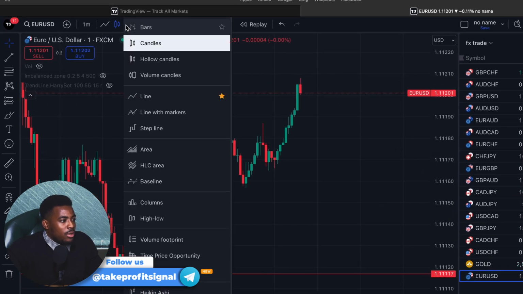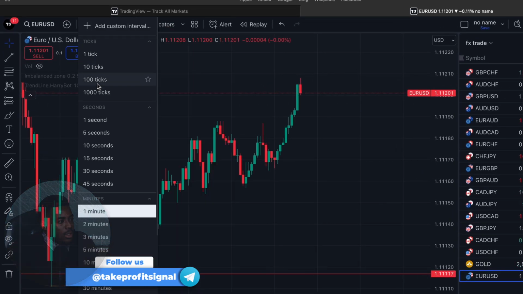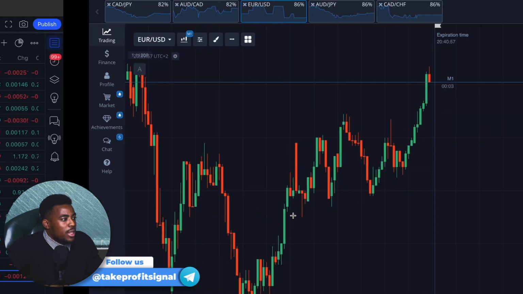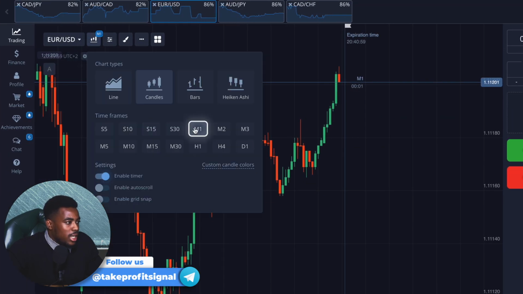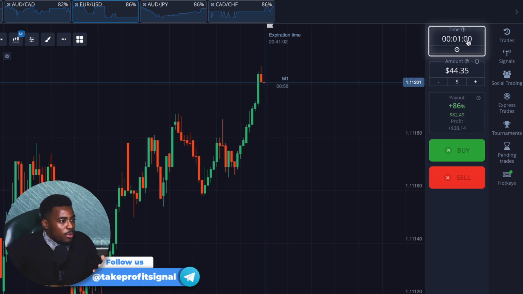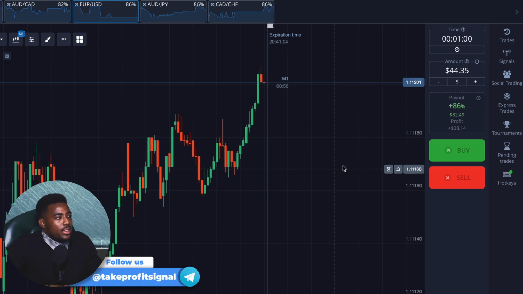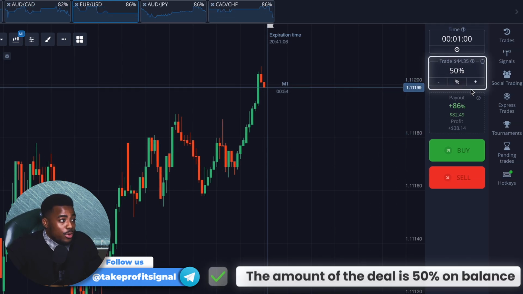Next, we open a candlestick type of chart and set the time frame of 1 minute. The same thing we do on the broker: 1 minute time frame. Here we turn on the timer obligatorily, and the time frame of one transaction is also 1 minute. The amount of the deal is 50% of the balance.